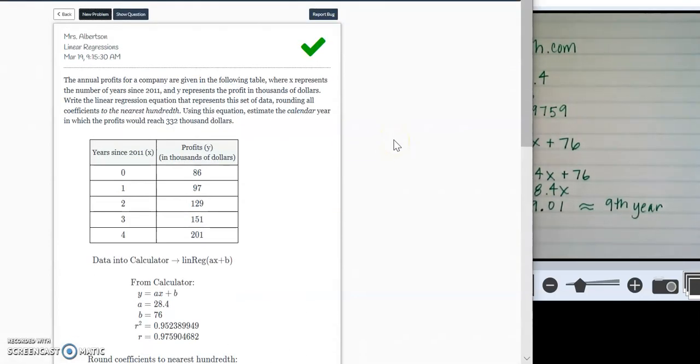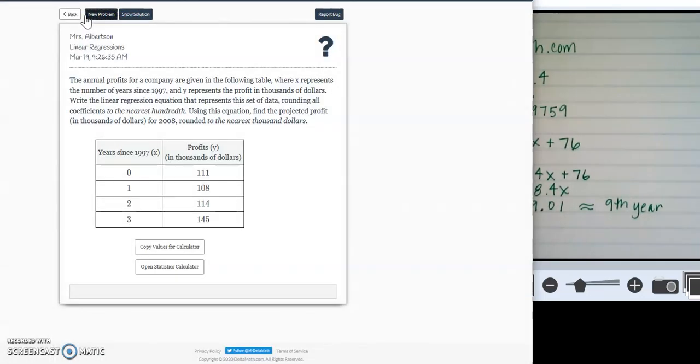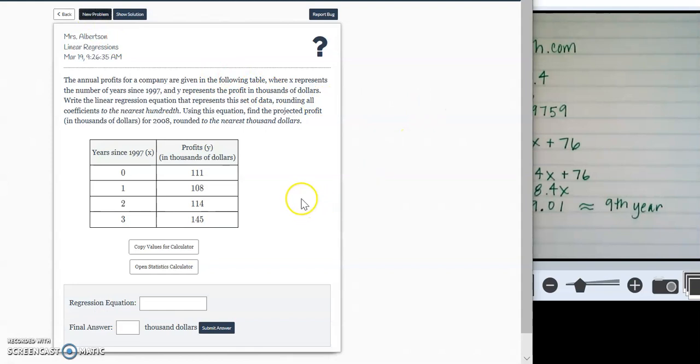All right, let's go back up here, and hopefully we'll have time to do one more question. Oh yeah, good, because this one's going the opposite way. Okay, so here's question number 2. The annual profits for a company, so we're doing profit again, are given in the table. X is representing the number of years since 1997, and Y is the profit in thousands of dollars again. So we want a linear regression that represents this, rounding to the nearest hundredth, and then we need to project the profit for 2008.